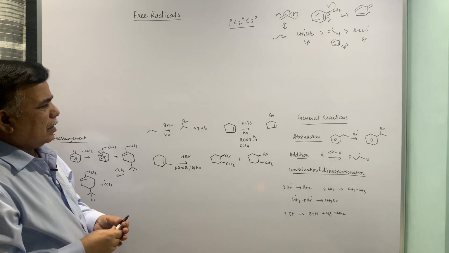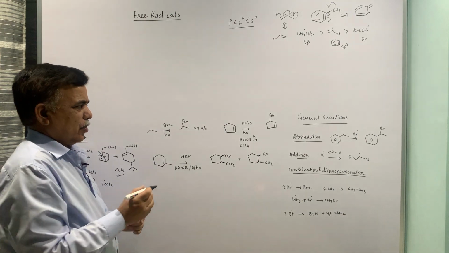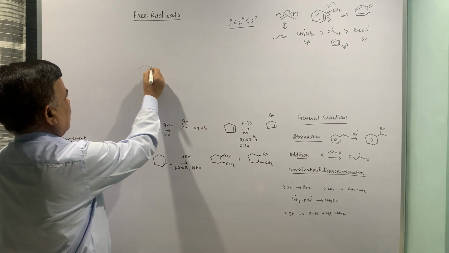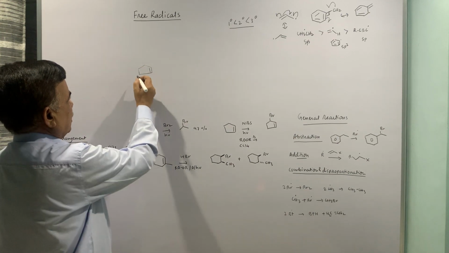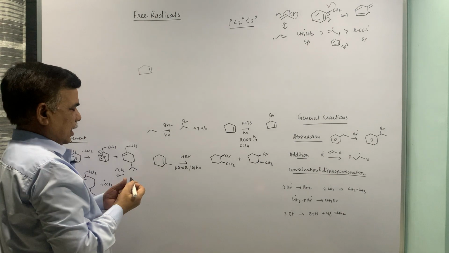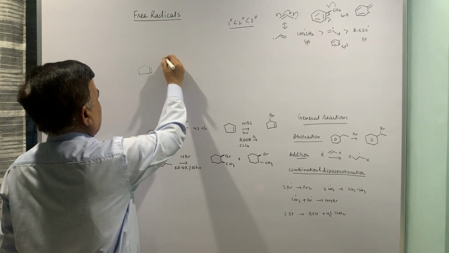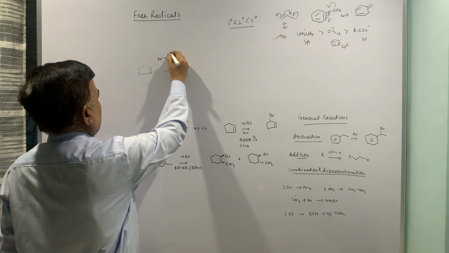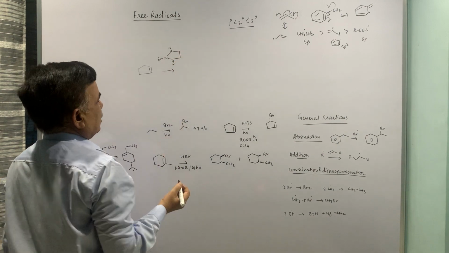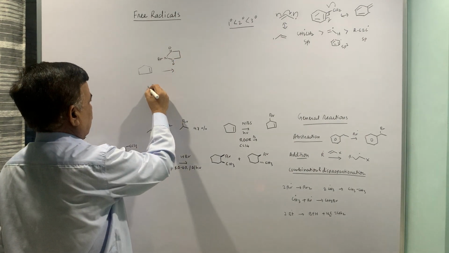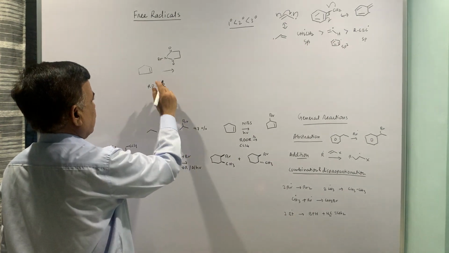Next example is NBS, the allylic bromination, the well known reaction. Now here the allylic compound is there. This is your cyclopentene. Now these are allylic carbons, so you can select any one, no harm. And NBS, N-bromosuccinimide. This is the compound. Now the role of peroxide. Now this is peroxide.